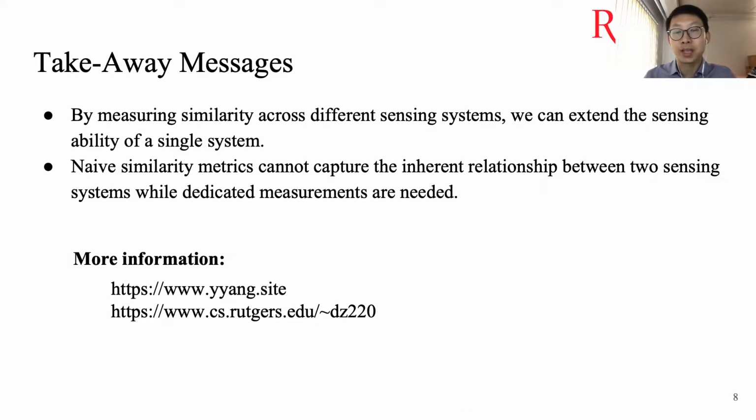Finally, I would like to summarize this presentation with two takeaway messages. First, by measuring similarity across different sensing systems, we could extend the sensing ability of a single sensing system. Second, naive similarity metrics cannot capture the inherent relationship between two sensing systems, while dedicated measurements are needed.